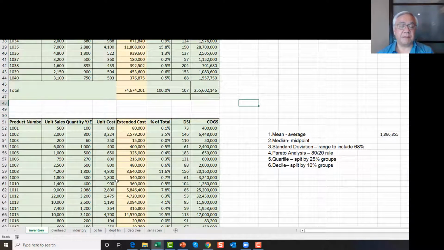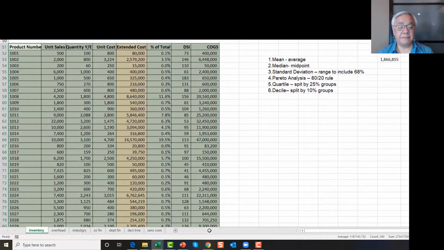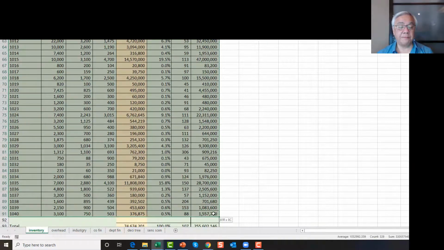Next, we'll do a sort. For the sort, we'll just shade the region we want to cover. And I'll shade the entire region of the data along with the header row.